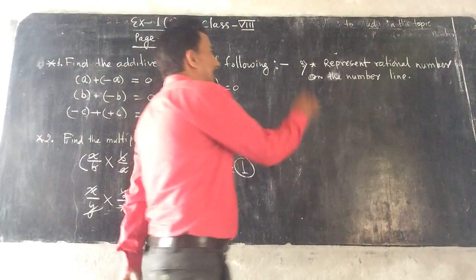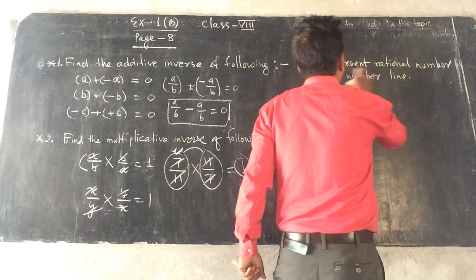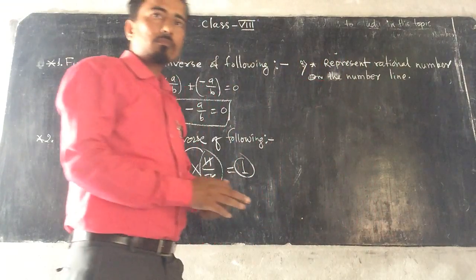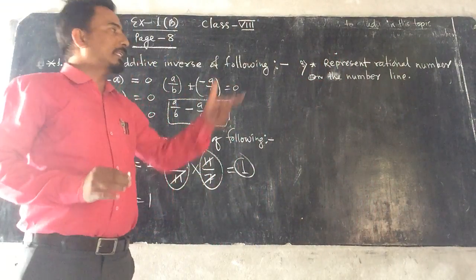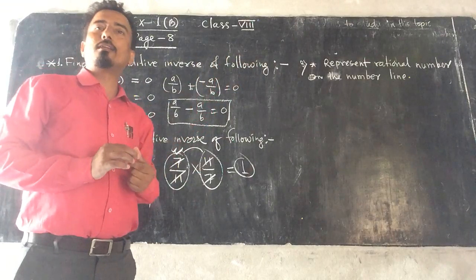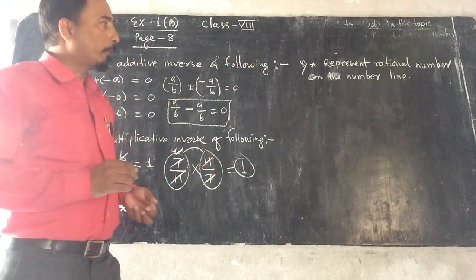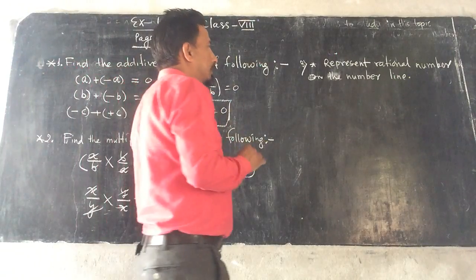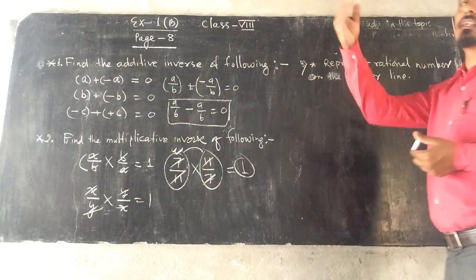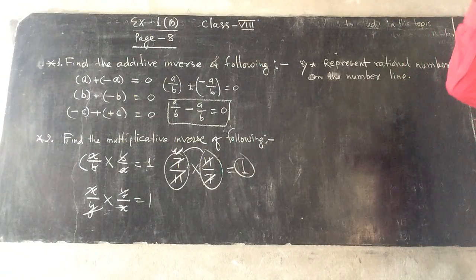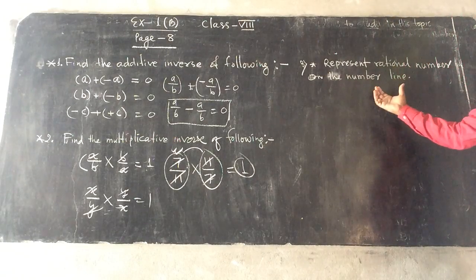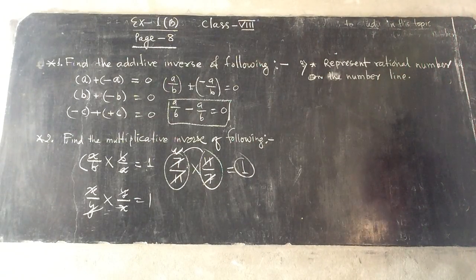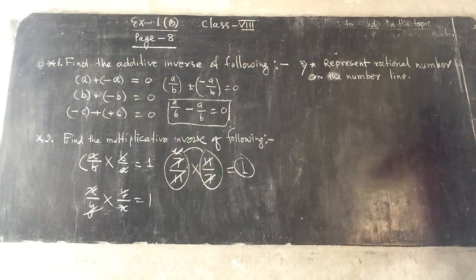Now you come to the next: represent rational numbers on the number line. No need to draw any line, you can just use a scale, no problem. I will just do it by hand without using any scale. You can represent any type of rational number. If the rational number is a whole number, then it is very easily represented. If the rational number is a fraction, then you may have a problem.